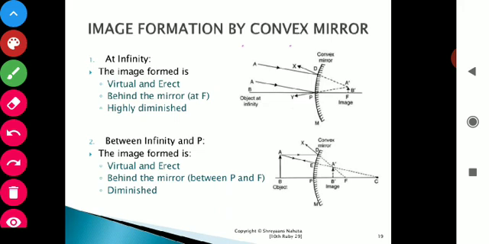So in a convex mirror there are only these two cases. One is when the object is at infinity. Secondly, when the object is between infinity and P. So examiners can ask for these two cases.